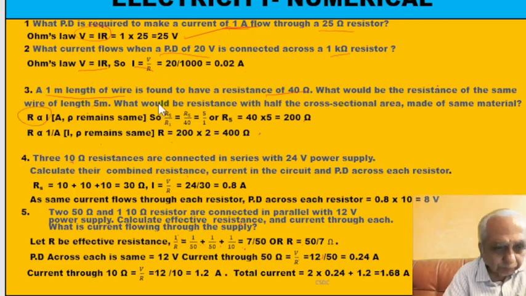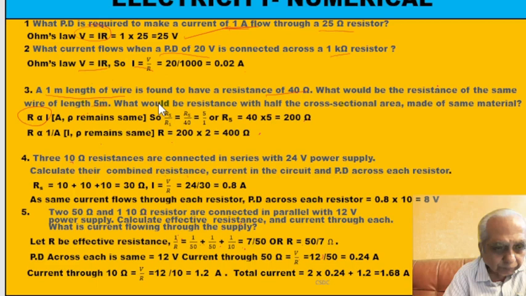Then, what would be the resistance when the area of cross section is half? The area of cross section is half, the material is the same, the length is the same, so R is inversely proportional to the area. The area has become half, so the resistance will double. So instead of 200 ohm, it will become 400 ohm. Is it alright?